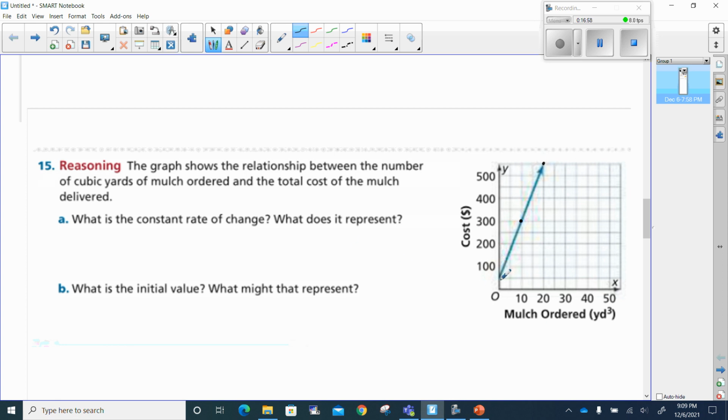But remember, each one of these represents, let's see, 50, 100. So that's 50, 100, 150, 200. That's 250 over 5, 10. 250 over 10. Okay. So what is, let's see, y equals 250 over 10.